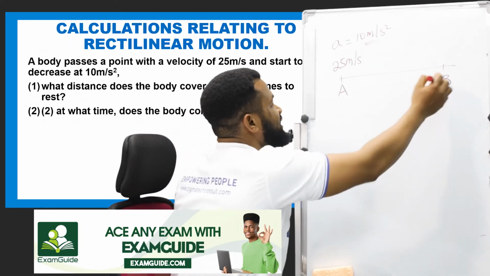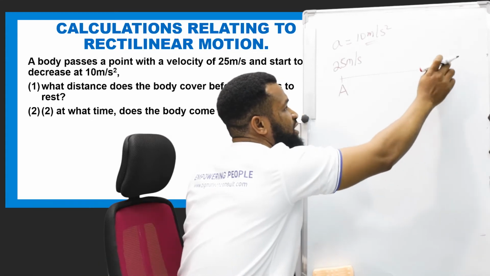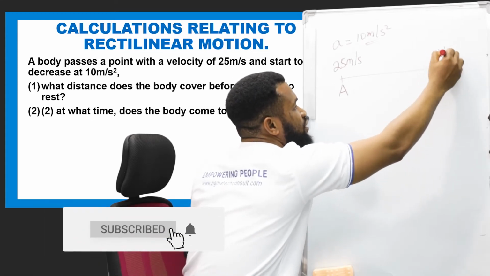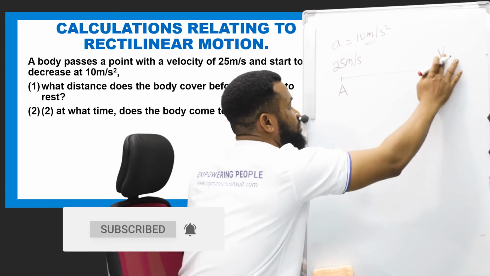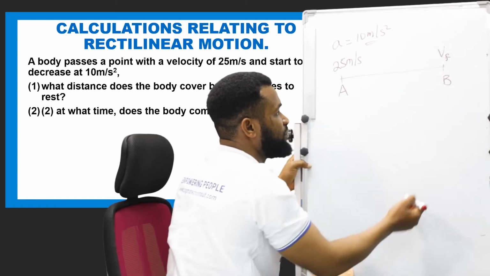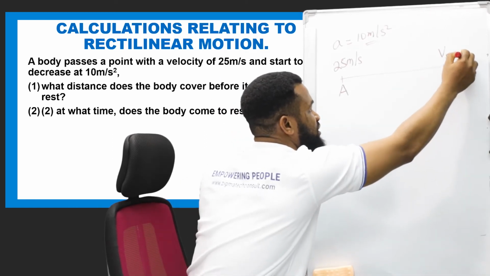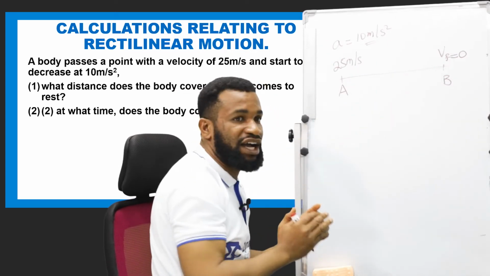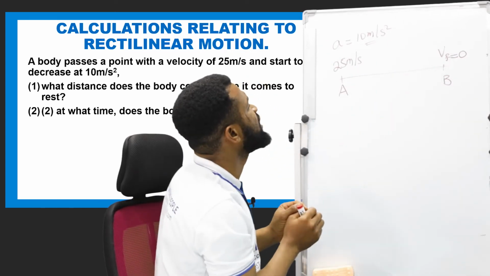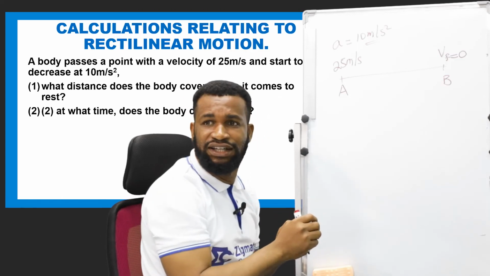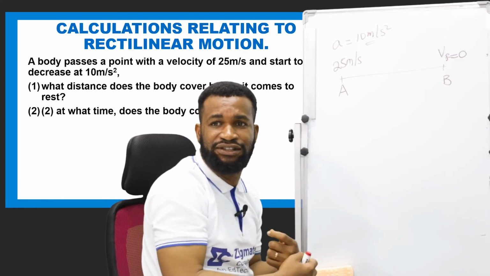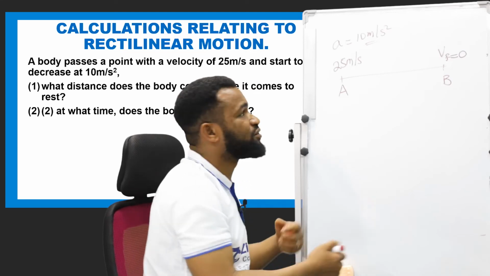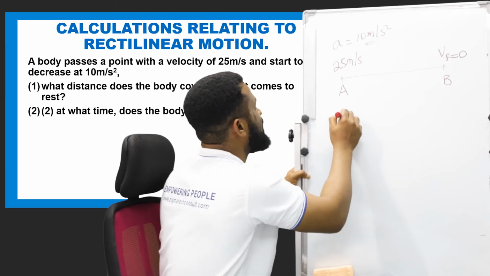All right, let's assume that this place is where the body came to rest. I'm going to call it VF, which is the final velocity. And the final velocity at that point is going to be 0 because that was the point when the body, or the car, has come to rest. Now, what distance does the body cover before it comes to rest?